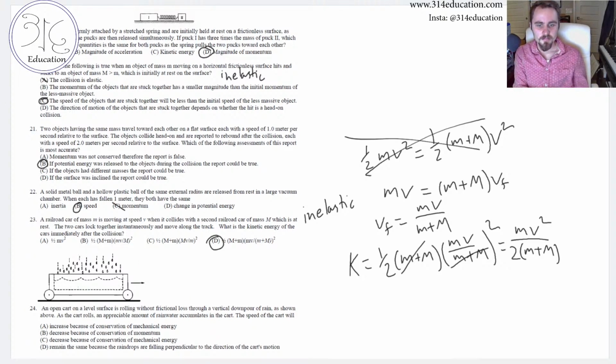Alrighty. Cool. This looks like our last multiple choice here. We've got an open cart on a level surface rolling without frictional loss through a vertical downpour of rain. Oh, this is interesting. Actually, kind of a change. So as we keep going, an appreciable amount of the rainwater accumulates in the cart. This is going to raise the mass of the cart. The speed of the cart will decrease due to conservation of momentum.